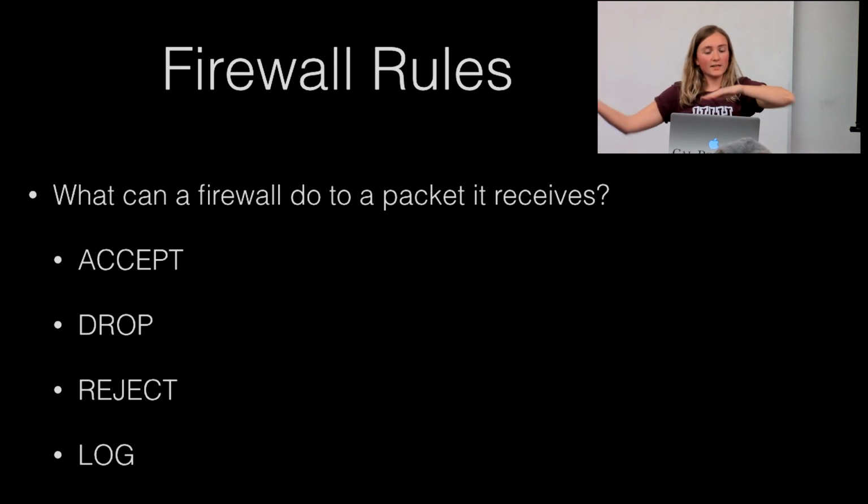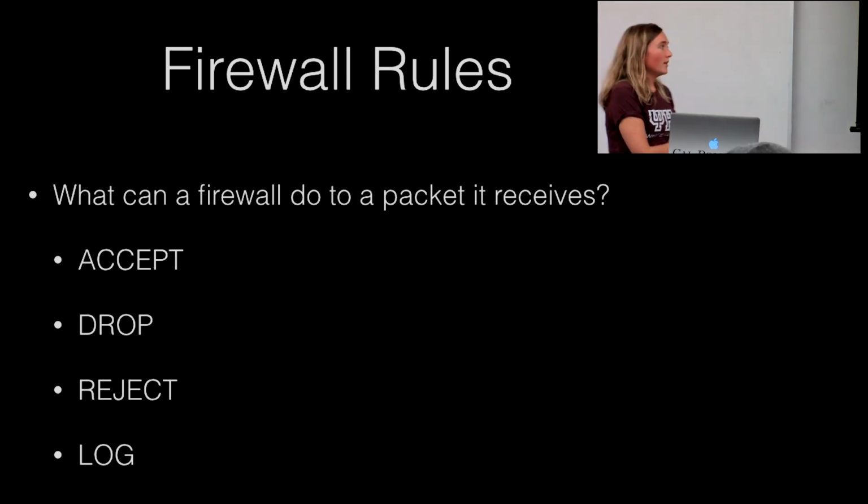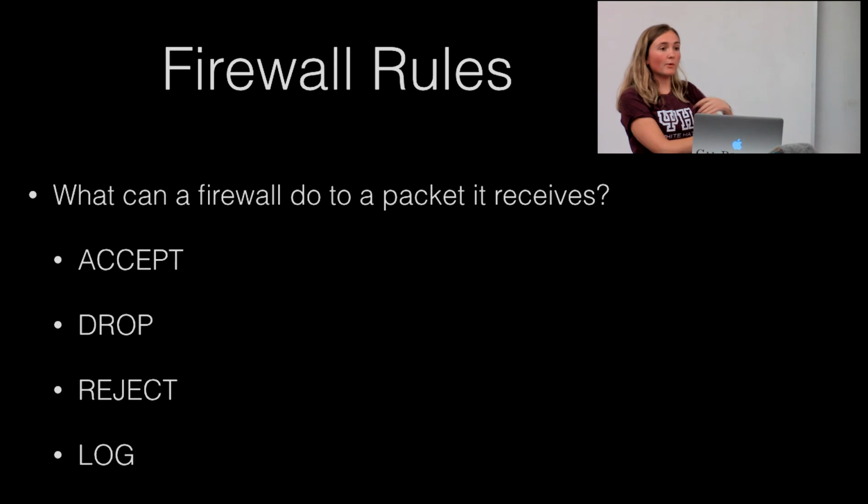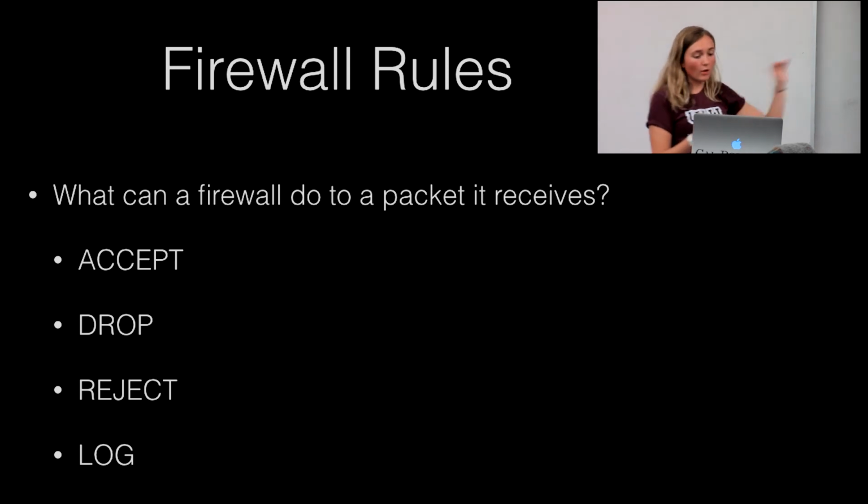There might be another level it has to go through, another set of rules, but it moves it forward. Dropping it just drops it off the face of the earth, like, nope, you can't come in, but it doesn't send any information. Rejecting a packet, you send a little message to the source IP saying, oh, I rejected your packet because X, Y, or Z. And then finally, logging can be done with all three of these.